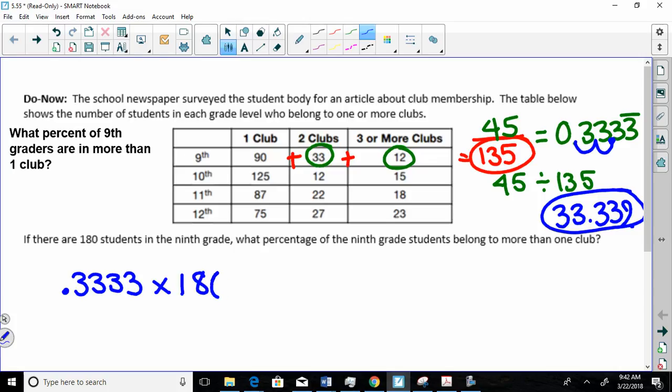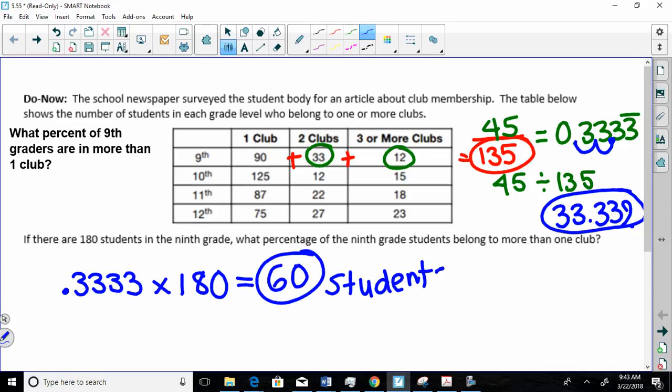180. So we're trying to figure out how many students are in more than one club. So 0.333 times 180, what do we end up getting? And what would that round to? 60, right? Because the 3's repeating, it would end up being 60. So that means if there were 180 students in this school, 60 of them, based on this percentage, would be in more than one club. Sorry, 60 students, not percent. So 60 students would belong to more than one club. So that is a little tricky. I just wanted to give that to start with.